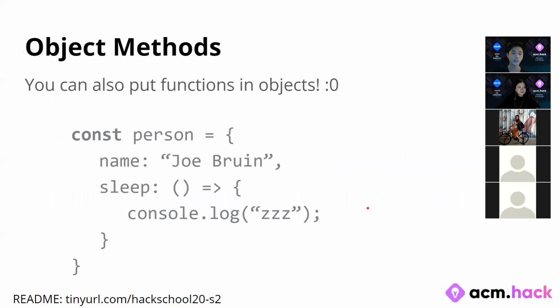The next thing we're going to talk about is object methods. In addition to properties and values, you can also put functions in objects. It looks pretty similar, where you have another label, but instead of a string or a number, we put our function syntax here. We just have the parentheses, an arrow, and then the brackets. Inside here is whatever you want your function to do.